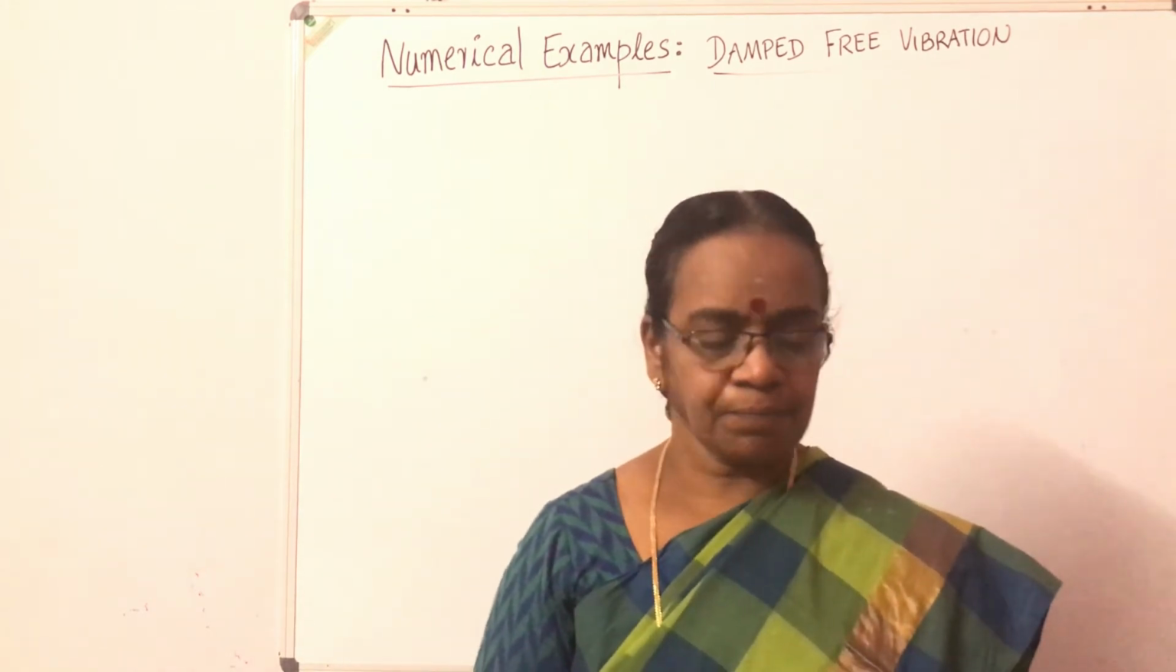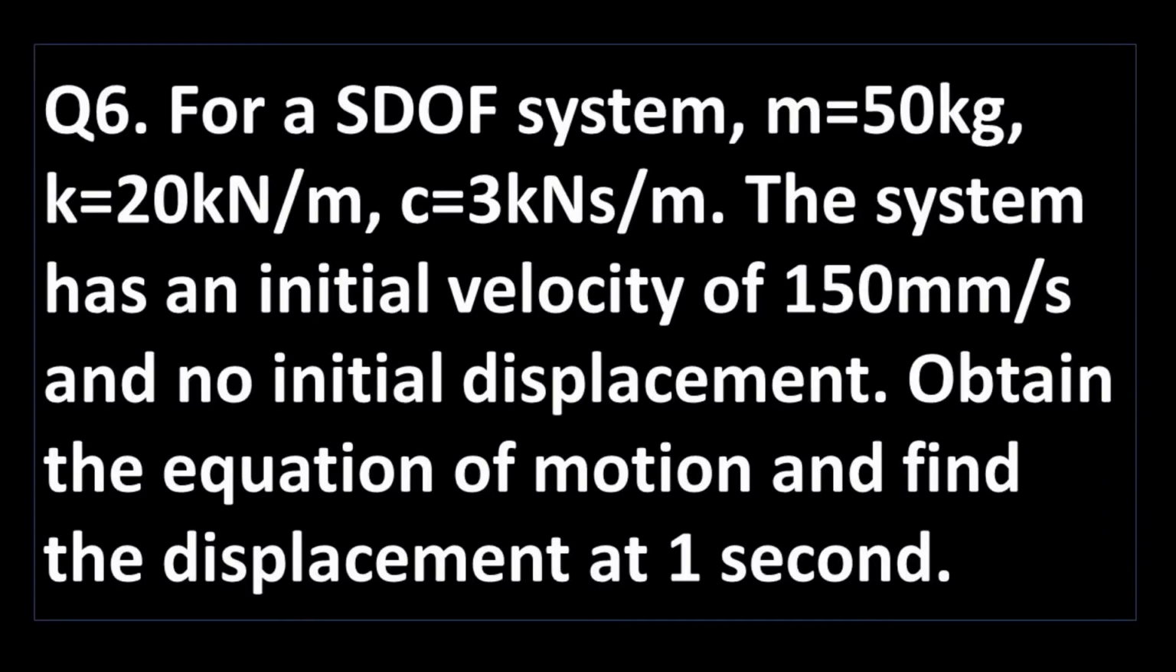The next question, number 6. For a single degree of freedom system, M is equal to 50 kilogram, the stiffness is 20 kilonewton per meter, coefficient of damping C is 3 kilonewton second per meter. If the initial displacement x0 is equal to 0 and x0 dash is 150 millimeter per second, obtain the equation of motion and find the displacement at t is equal to 1 second.